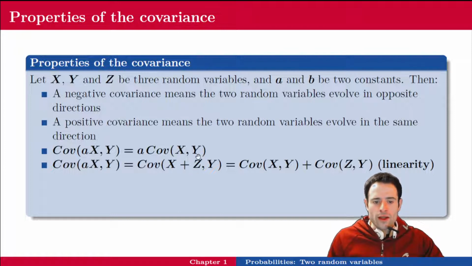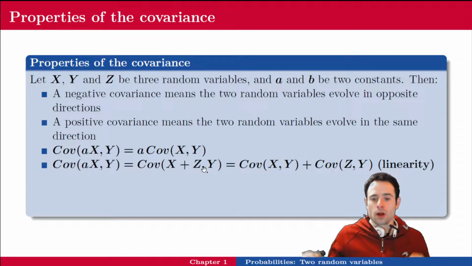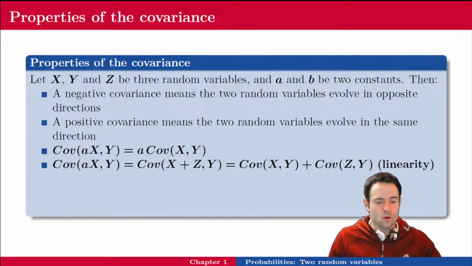Now, the covariance between x plus z and y, by linearity again, can be expanded, can be broken up into 2 separate covariances. It will be the covariance between x and y, plus the covariance between z and y. So, this might look a bit complicated, but you can break it up into 2 separate covariances.